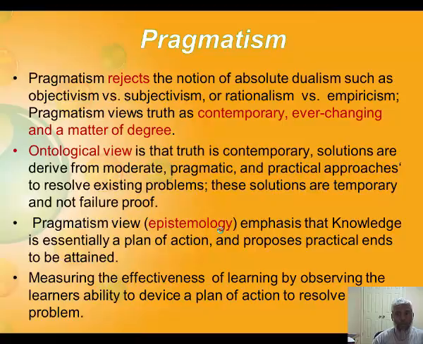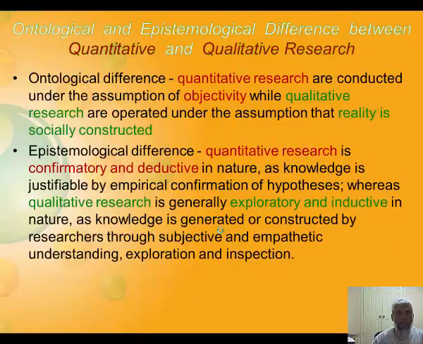Measuring the effectiveness of learning by observing the learner's ability to devise a plan of action to resolve a given problem. So what are the ontological and epistemological differences between qualitative and quantitative research? Ontological differences. Quantitative research is conducted under the assumption of objectivity, while qualitative research operates under the assumption that reality is socially constructed. Epistemological differences. Quantitative research is confirmatory and deductive in nature, whereas qualitative research is generally exploratory and inductive in nature.